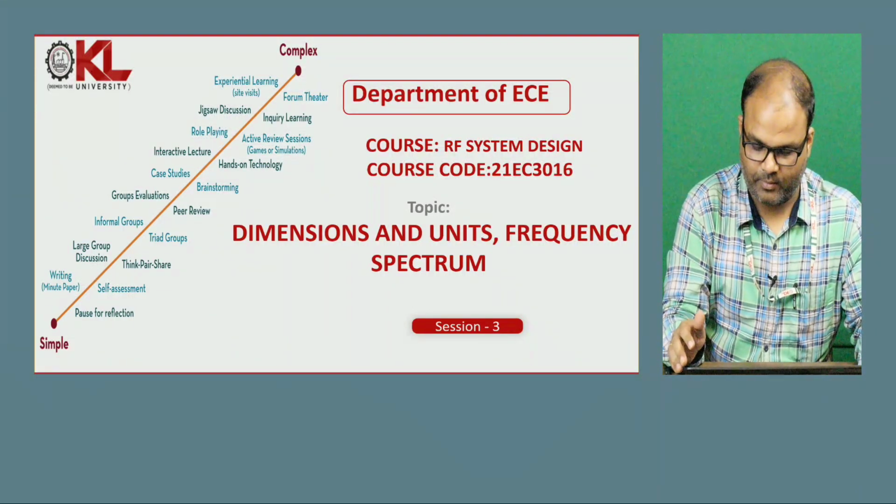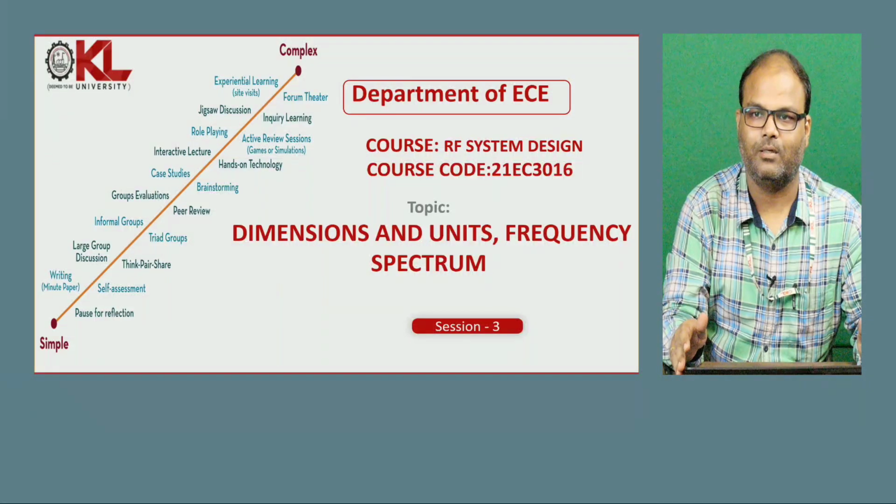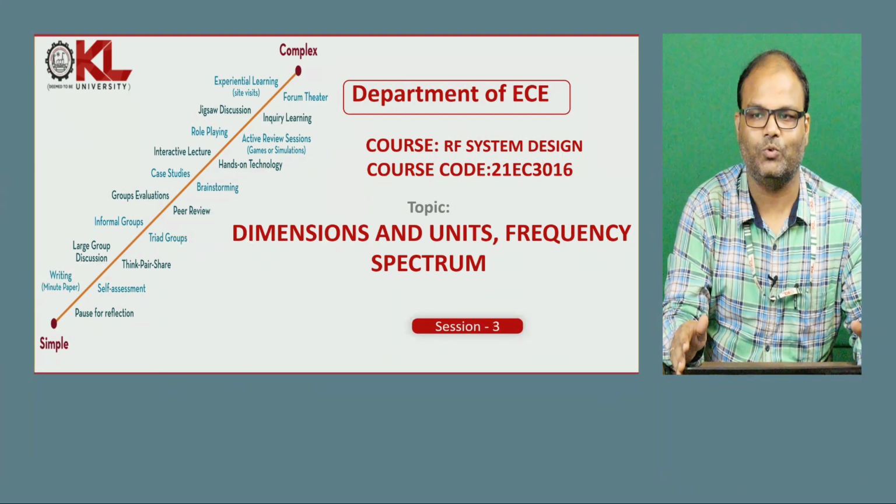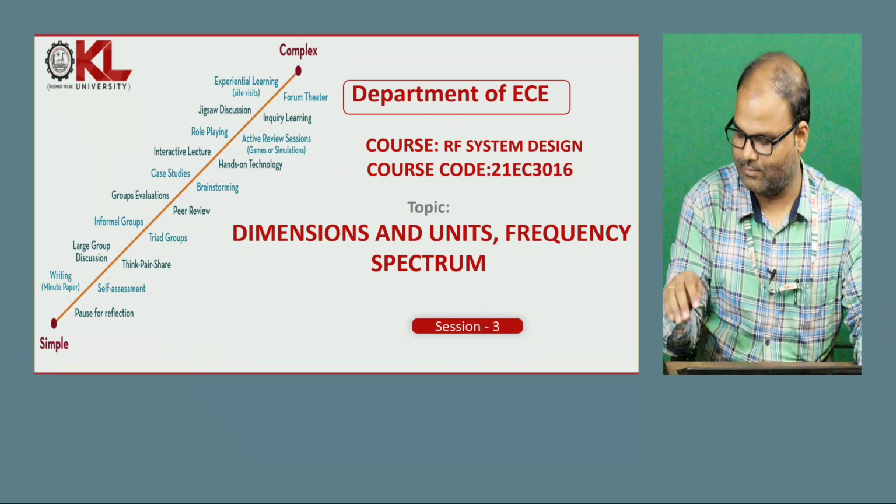Hello, now we are starting session 3 of module 1. My course is RF System Design, course code 21EC3016. Here we are going to discuss the topics dimensions and units of RF amplifiers or RF circuits, and frequency spectrum. So these two I am combining in one session.